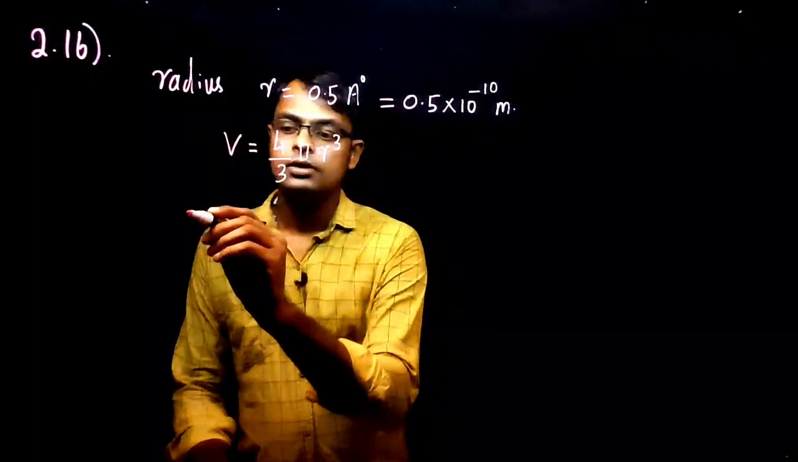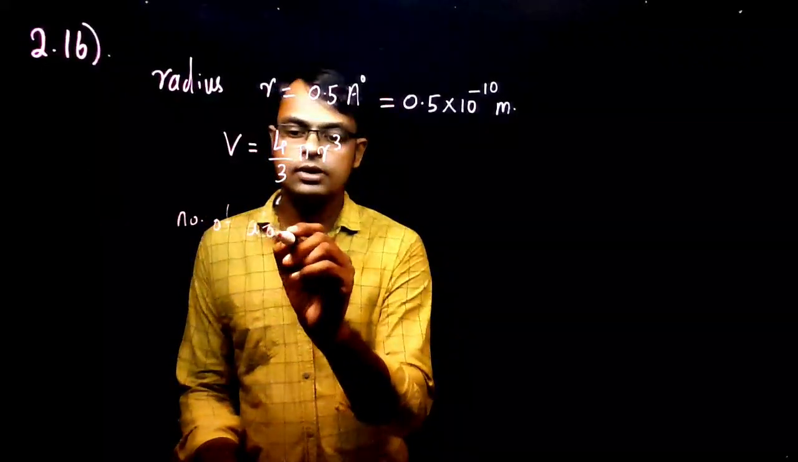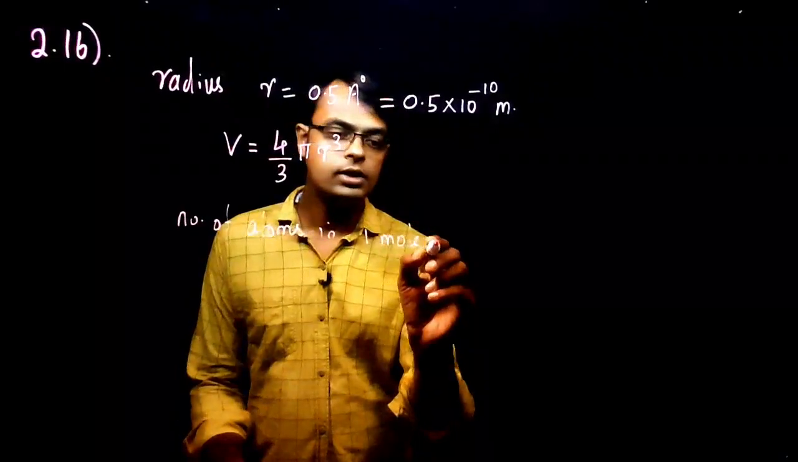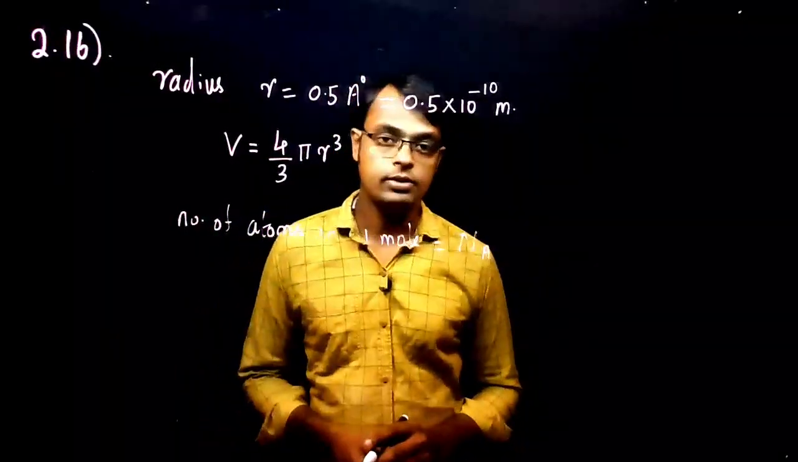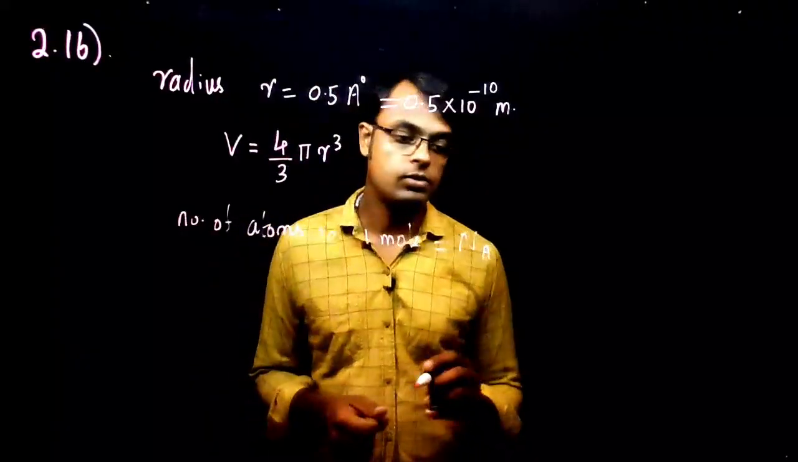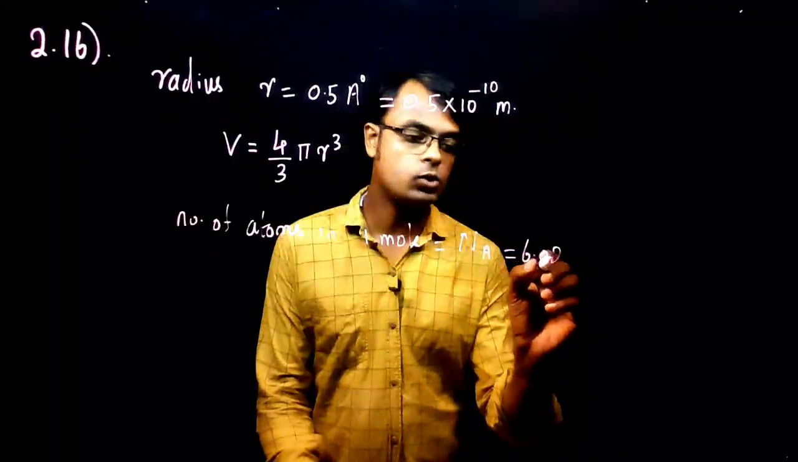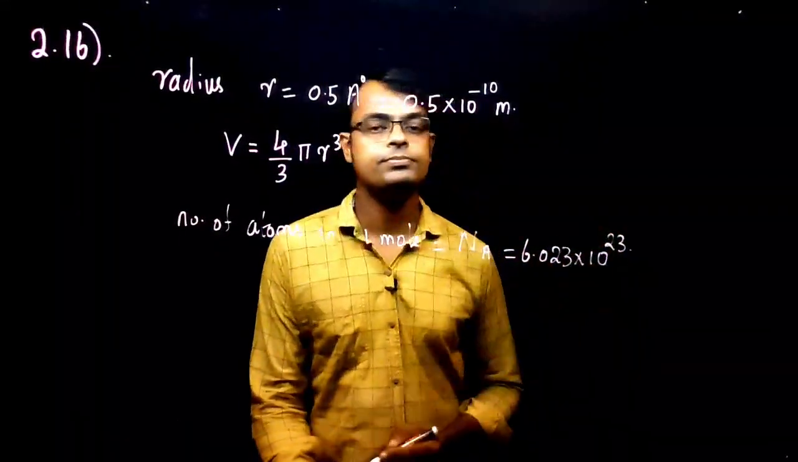That means number of atoms in 1 mole is equal to what? You have learned that one. That is called what? Avogadro number. What is Avogadro number? Na is equal to 6.023 into 10 to the power 23.